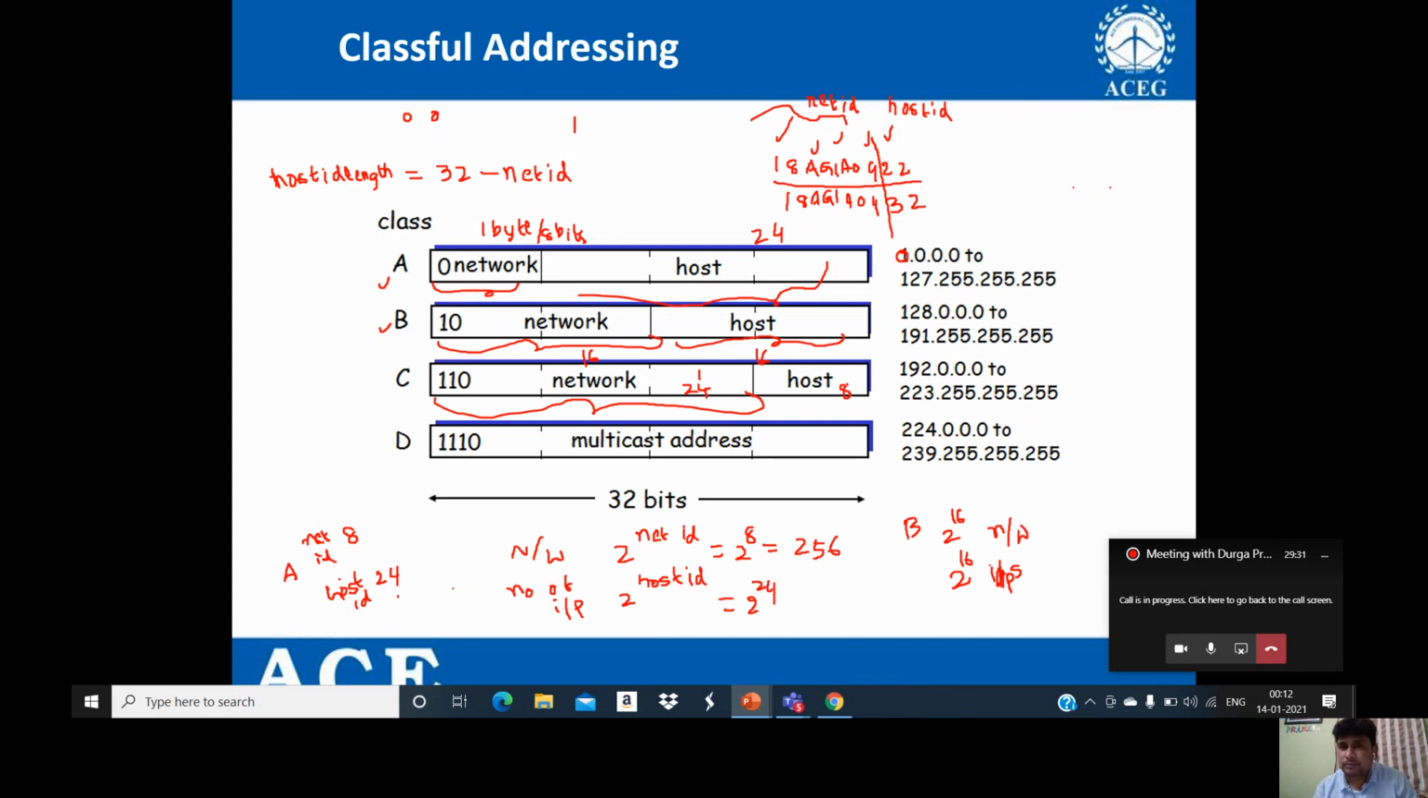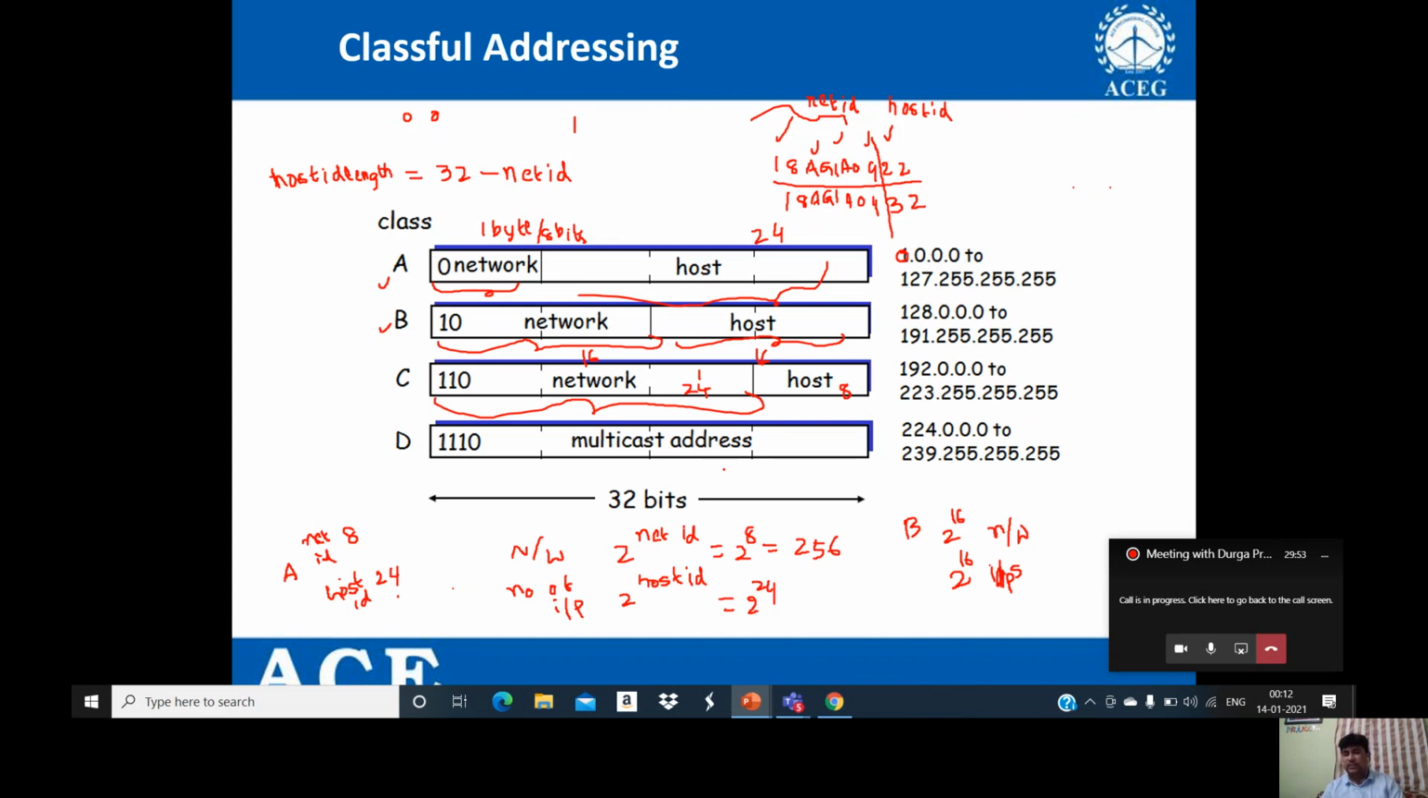to send the same information to multiple devices. In the last case, which is class E, which will be used for the broadcasting and future reserve sources. Okay, we will not be mentioning the network ID length and host ID length in specific.